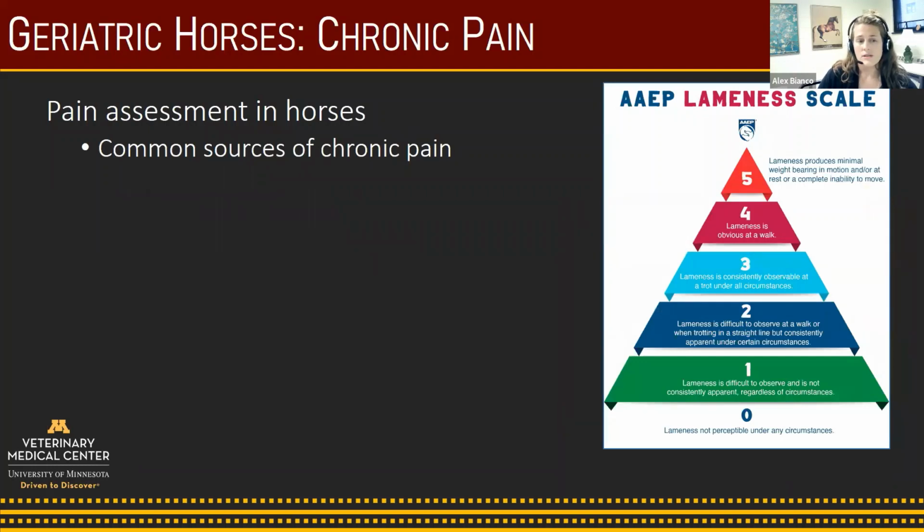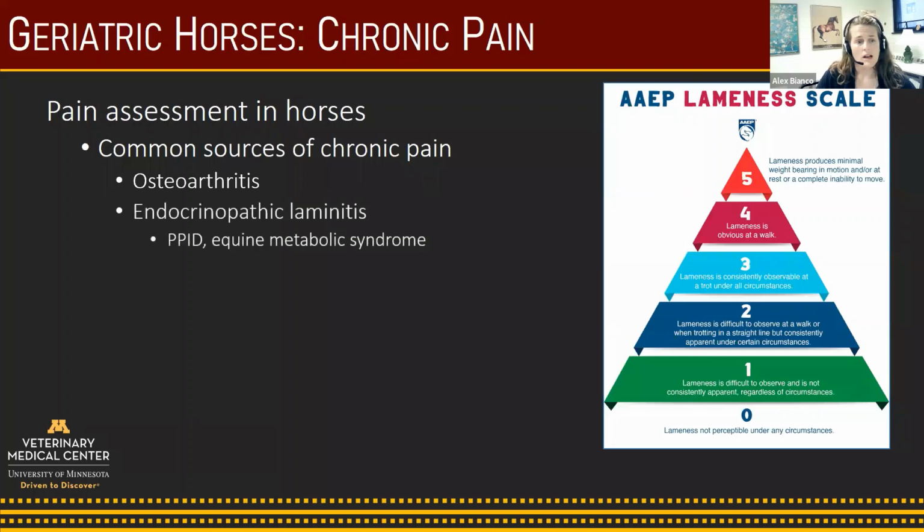So some common sources of chronic pain in older horses would be osteoarthritis. That's something we kind of assume every horse has. I teach students that all horses are lame. It's just how lame and where. So assuming most older horses are going to have osteoarthritis affecting at least one joint.